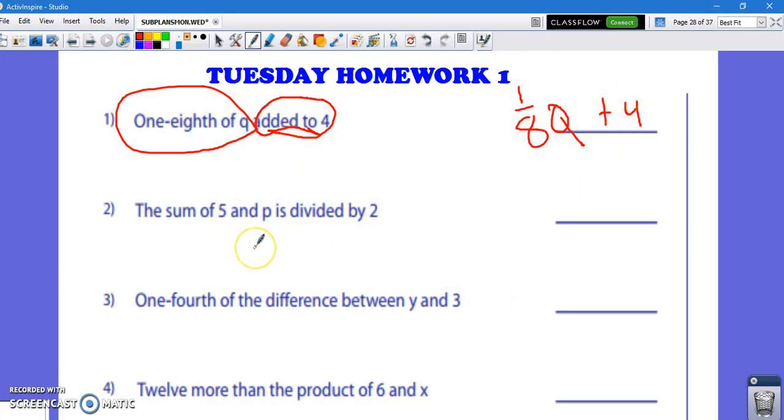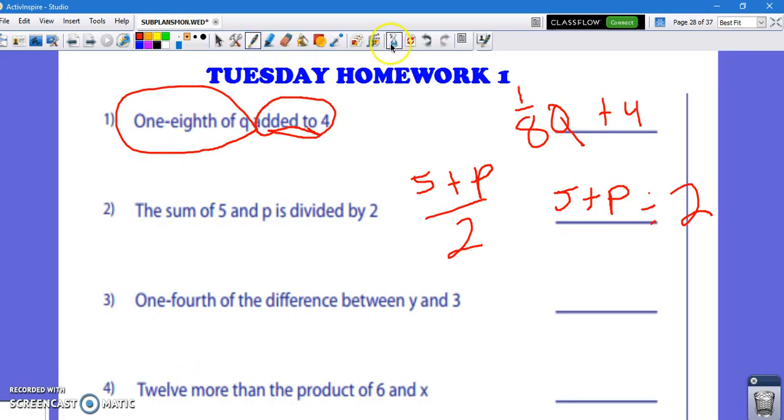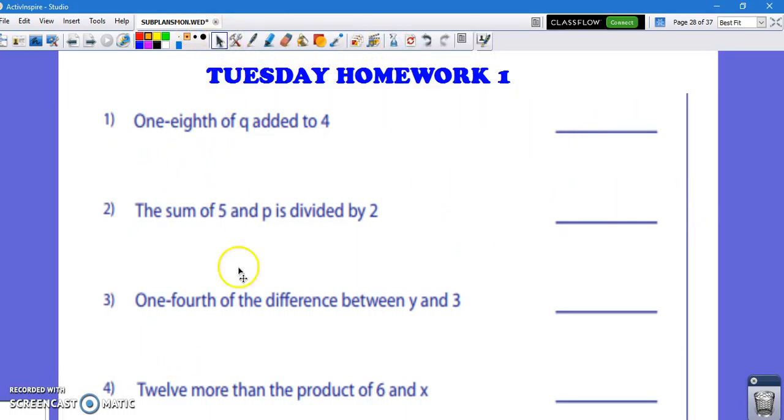Now these sound a little bit more difficult and they are a little bit more tricky to write, but again, practice makes perfect, guys. All I'm doing is asking you to give it a shot. Let's try the next one. The sum of 5 and p is divided by 2. What does sum mean? Sum means add. So the sum of 5 and p is divided by 2. Or you can write it like this: 5 plus p divided by 2. Either way is acceptable.